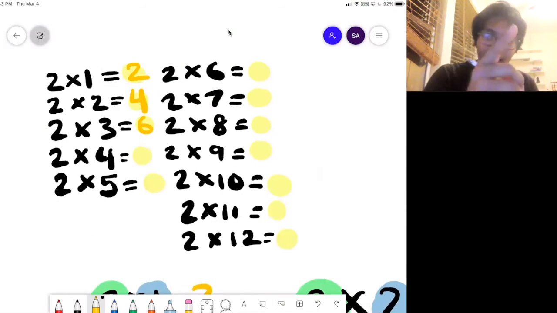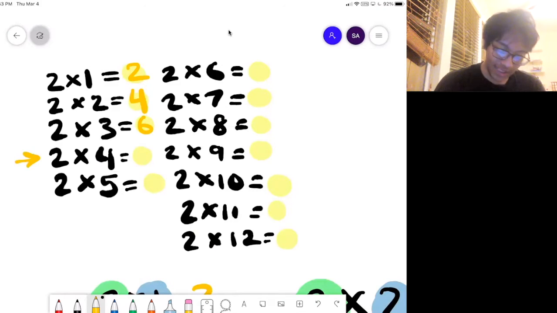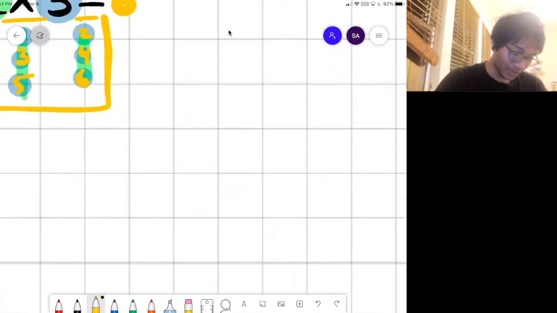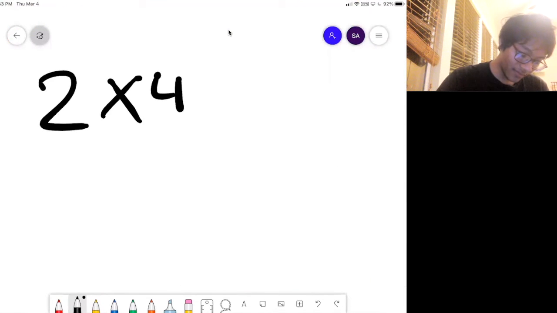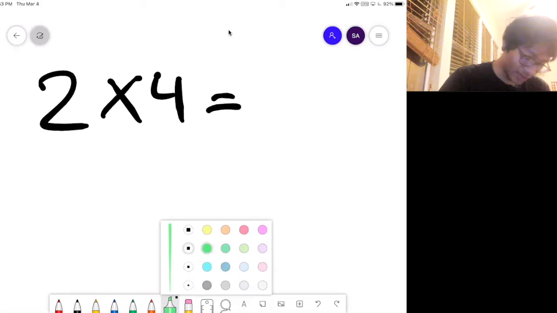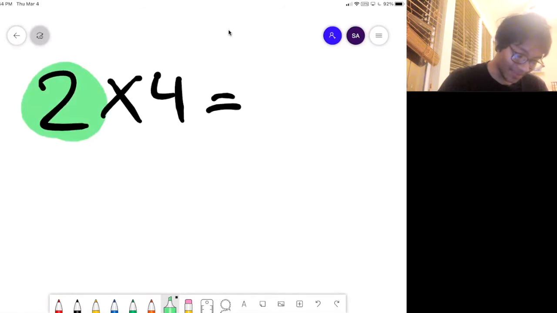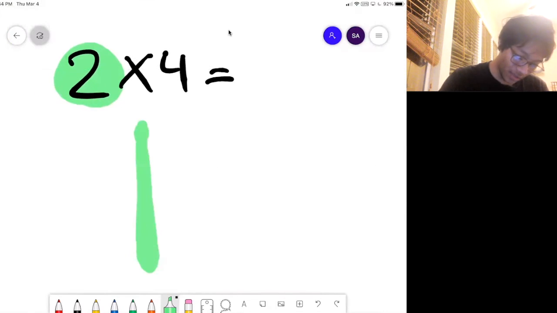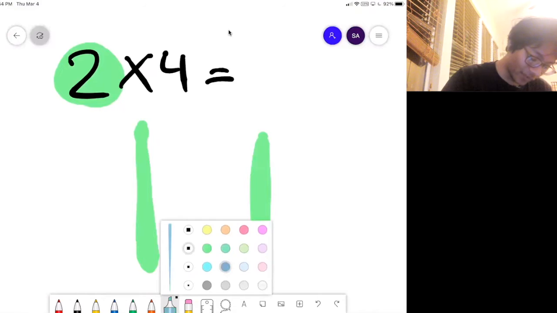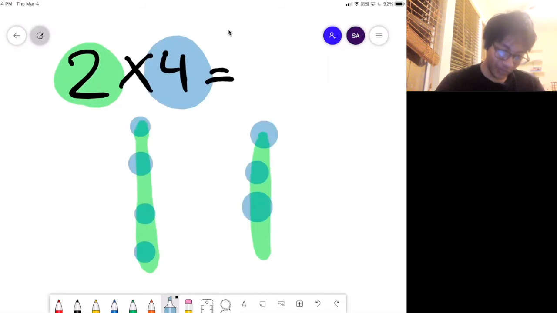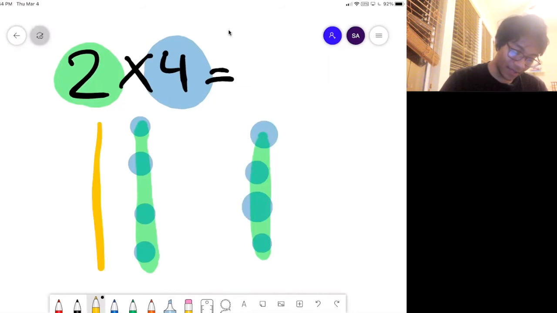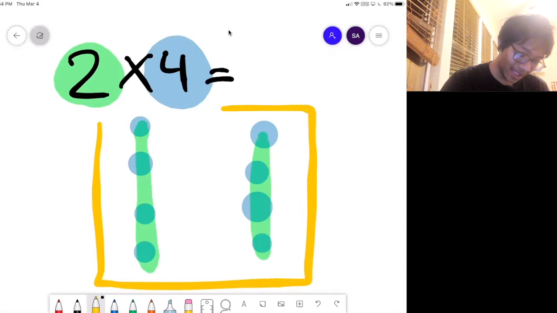Next one up is 2 times 4. That's right, 2 times 4. So what does that mean? We have 2 columns. So we've got 1, 2 columns. And we've got 4 dots in every column. We have 1, 2, 3, 4, 1, 2, 3, 4. Now count up how many dots in the whole shebang.